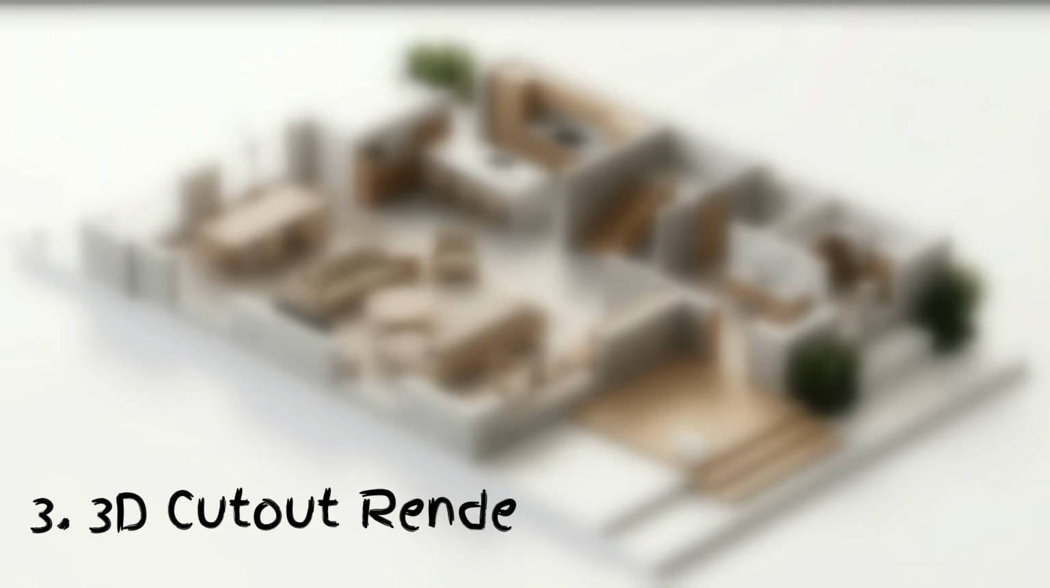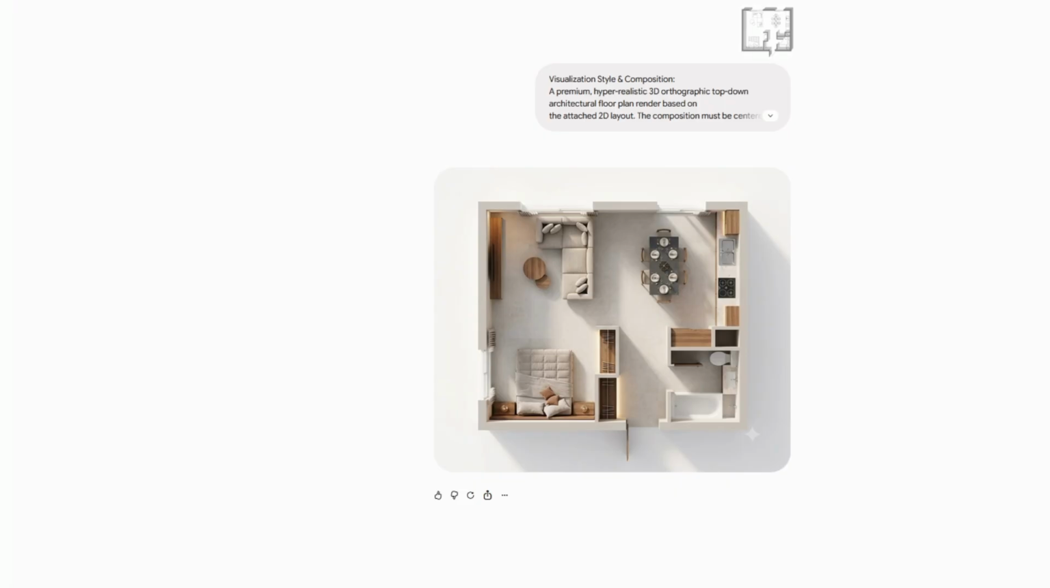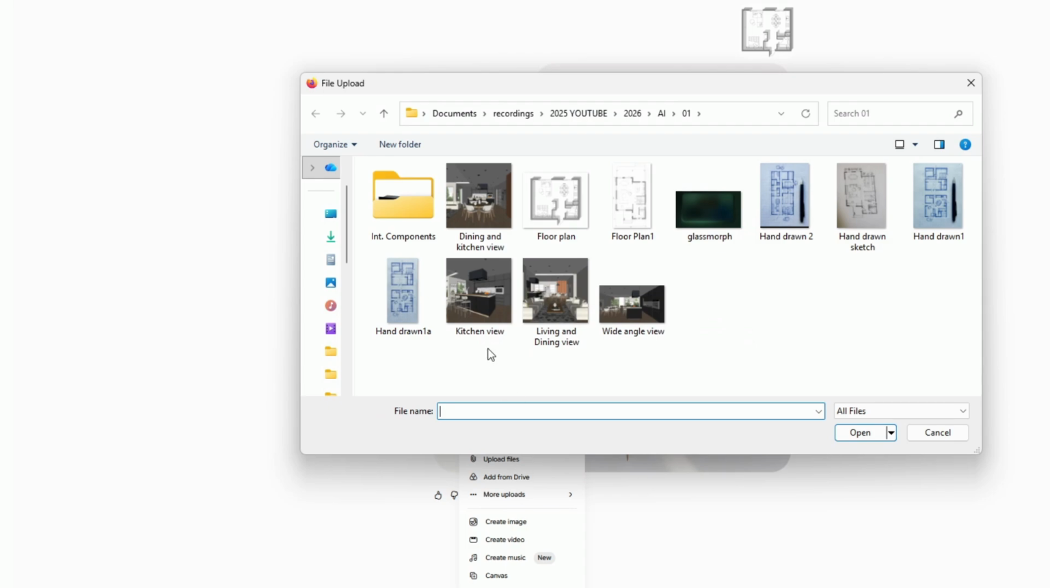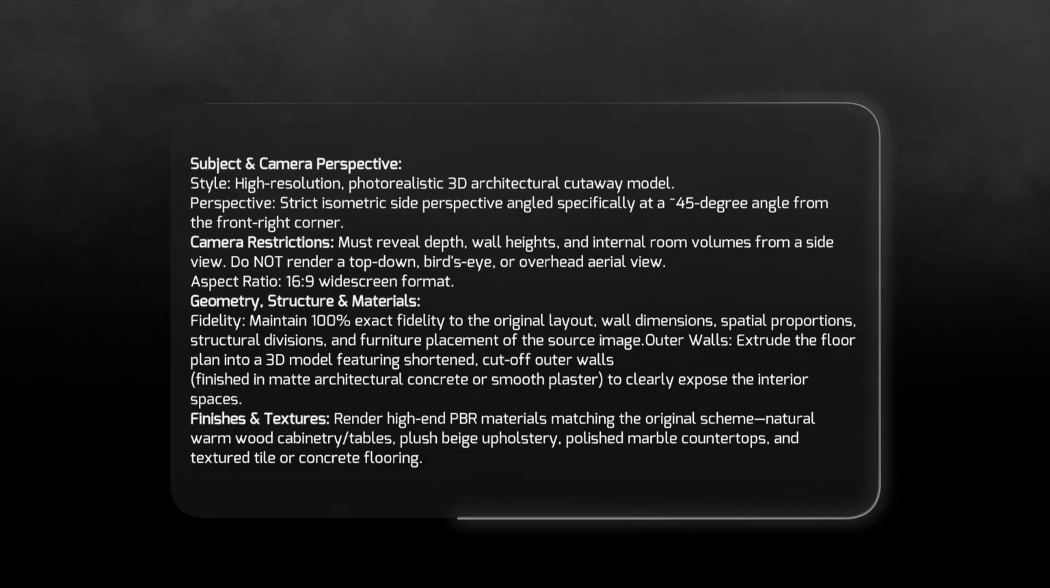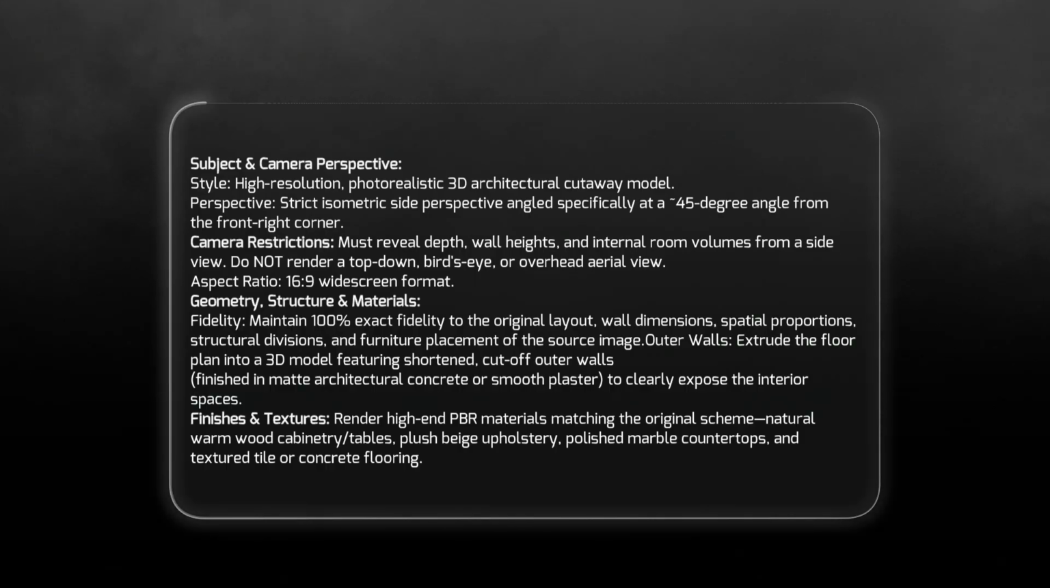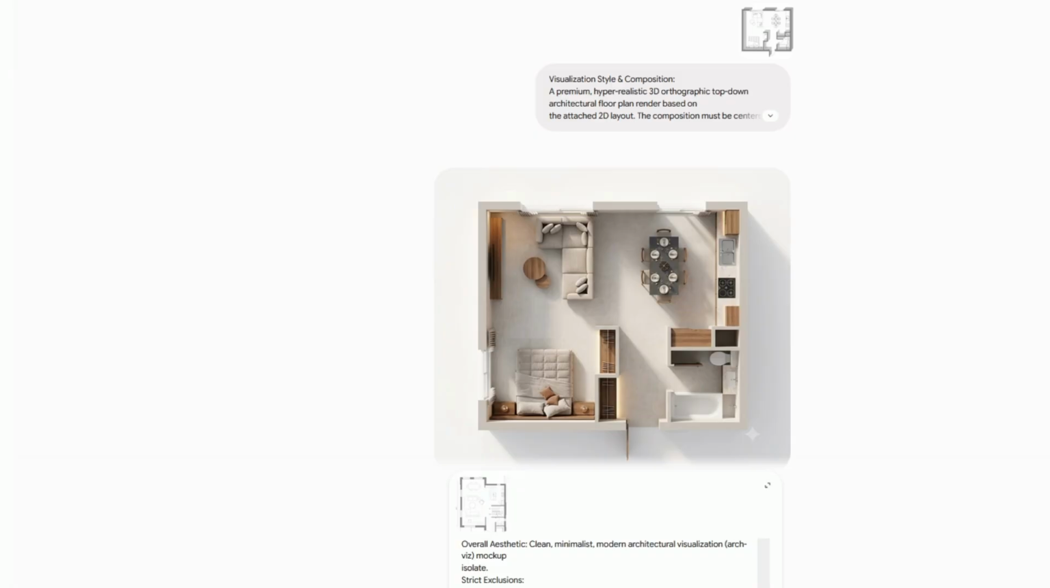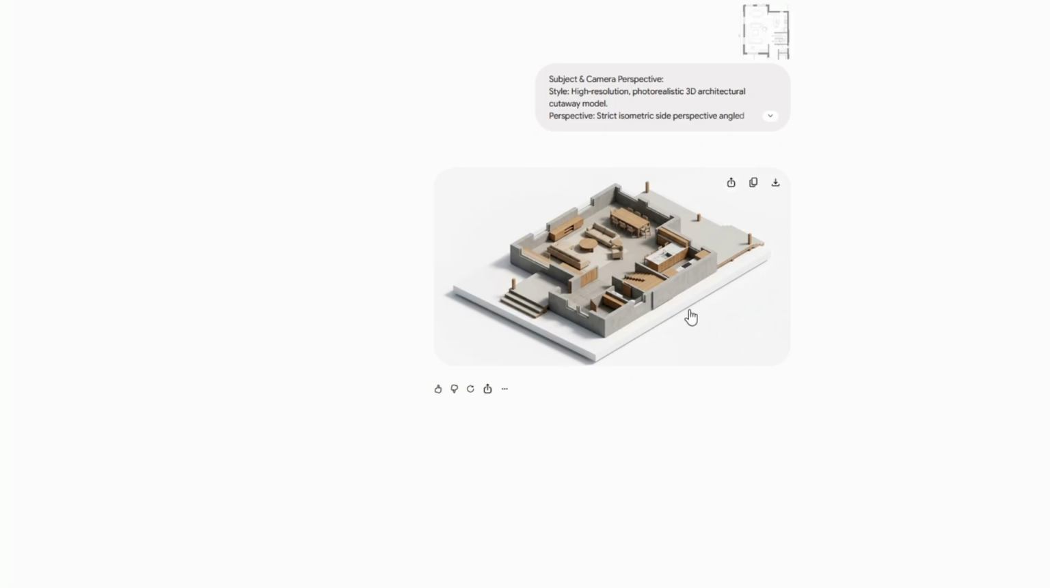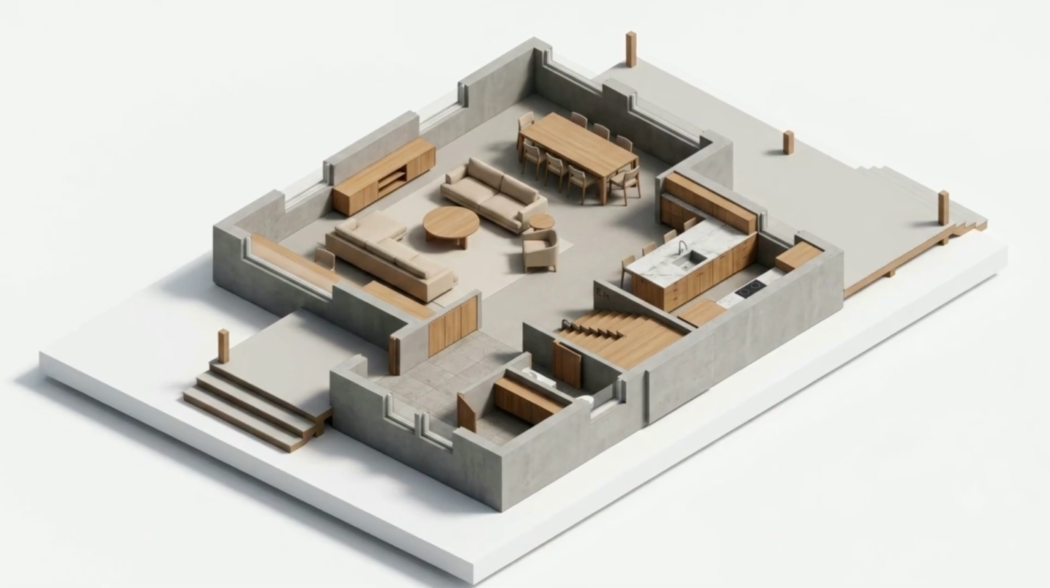This is absolutely my favorite, the 3D Cutout Isometric view. These are top tier for client presentations and portfolio covers. Step 1. Take your 2D plan or sketch. Step 2. Prompt Gemini AI specifically for spatial cutouts. Step 3. Run the generation. Look at how crazy the details are.